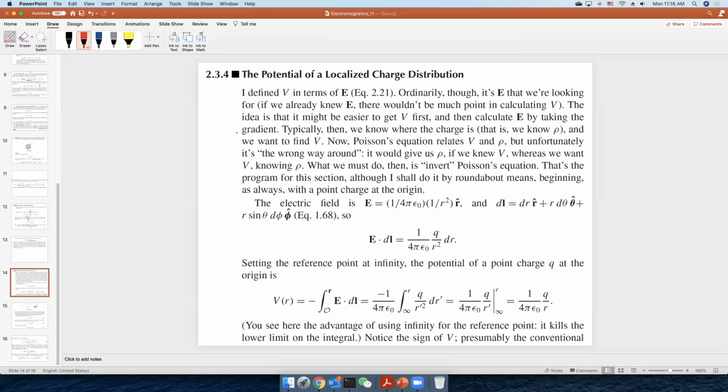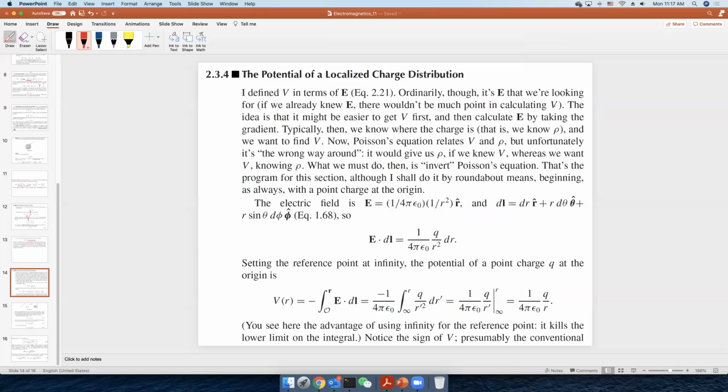Okay, the potential of a localized charge distribution. We defined V in terms of E, so we know the relationship between V and E. Ordinarily, it's E that we're looking for, but sometimes it's easier to first calculate V and then derive E. The idea is that it might be easier to get V first and then calculate E by just taking the gradient.